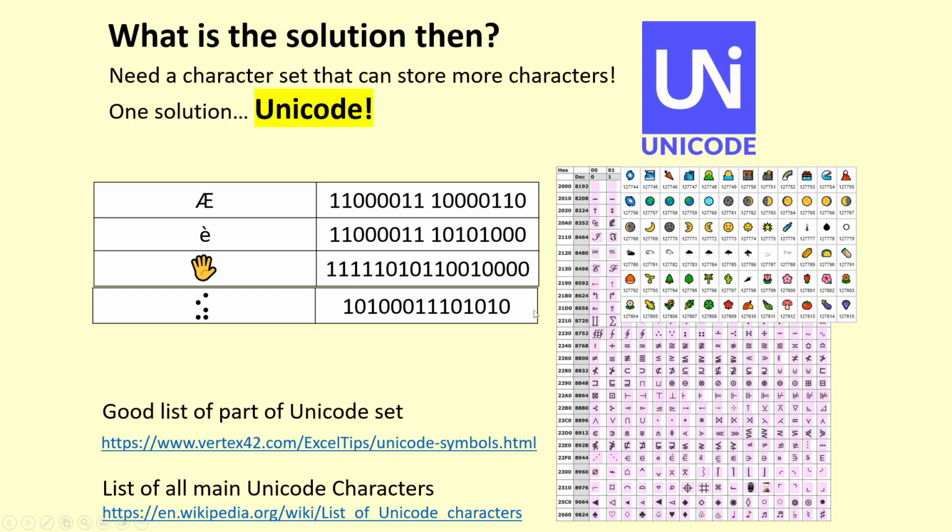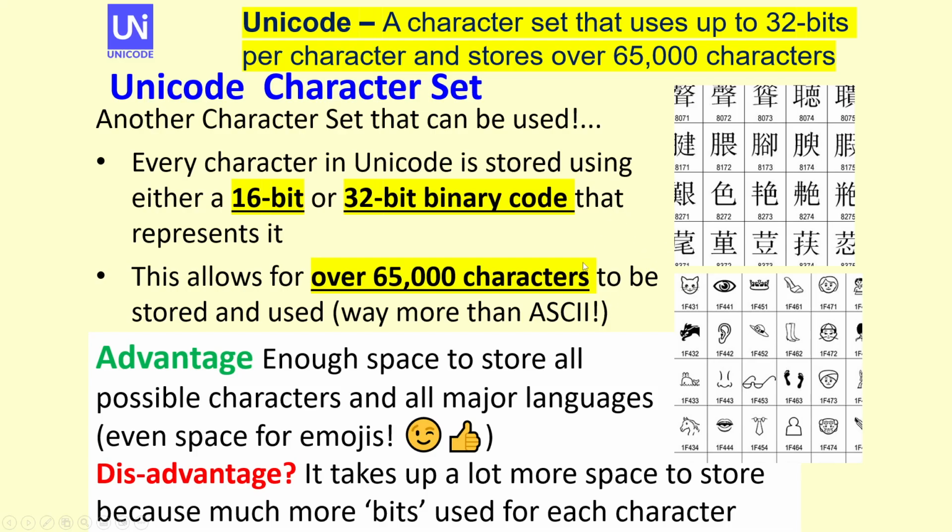So what is Unicode? Unicode is another character set that uses up to 32 bits per character. So every character is stored as either a 16-bit or 32-bit code. So a lot more bits for each character. This allows for over 65,000 different characters to be stored, which is way, way more than ASCII. So, the advantage is enough space to store all the possible characters and major languages in the world, even space for emojis. However, the disadvantage is it takes up a lot more space to store because there are many more bits used for each character.